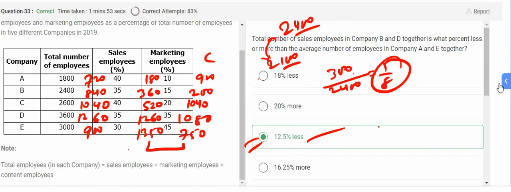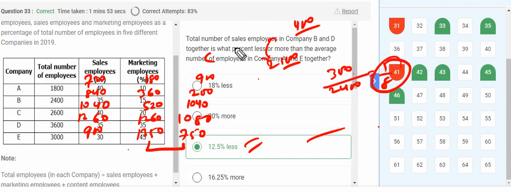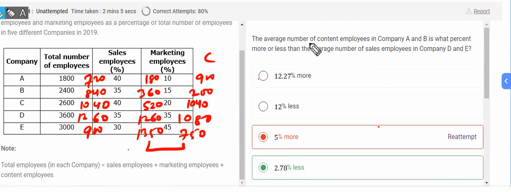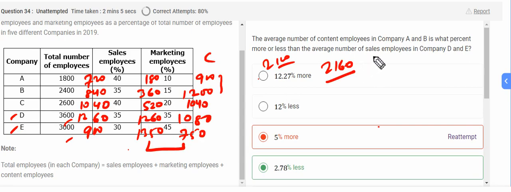Okay, moving to the next question. The average number of content employee in company A and B. So A and B content employees, this, so 2100 again, is it more or less than the average number of sales in company D and E. So D is here, E is here, and sales is what? 2160. What they are seeking is average, so we'll take average of this.